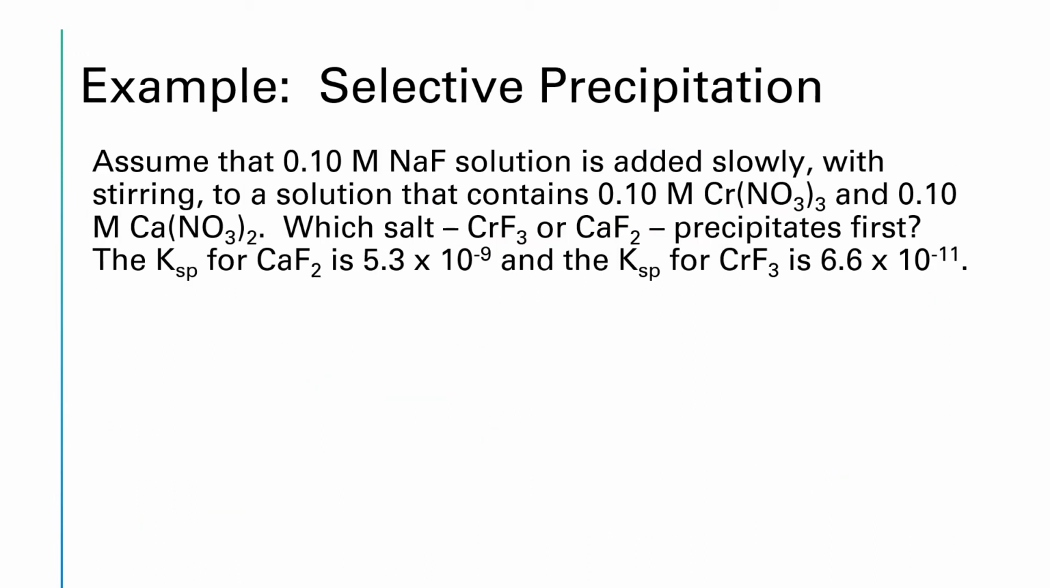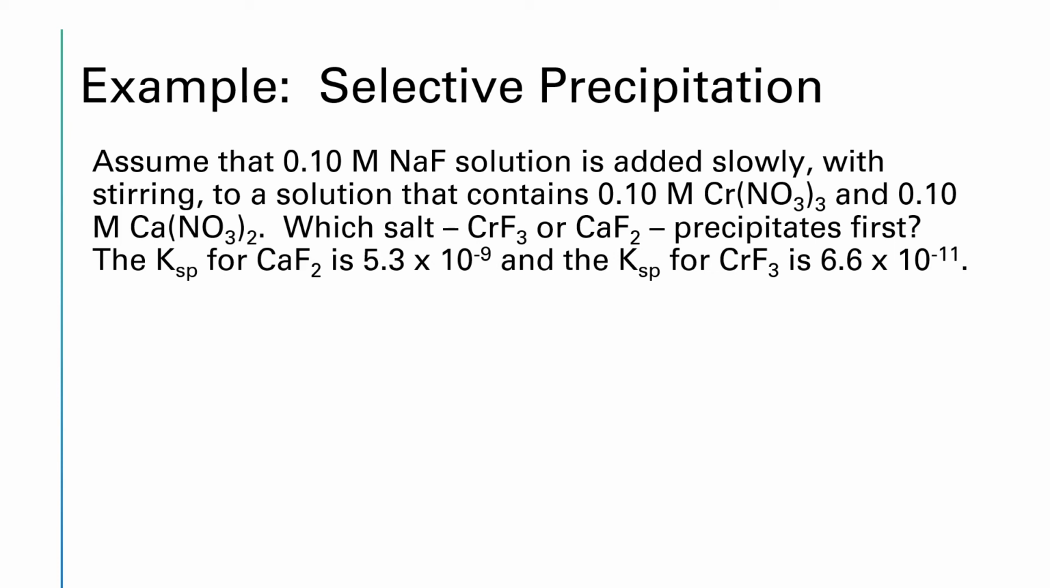All right, on problems like this next example, it really helps me to draw a picture to kind of illustrate what's happening. This says, assume that 0.1 molar sodium fluoride solution is added slowly with stirring to a solution that contains 0.1 molar chromium nitrate and 0.1 molar calcium nitrate. Which salt, chromium 3 fluoride or calcium fluoride, precipitates first? The KSPs are given.